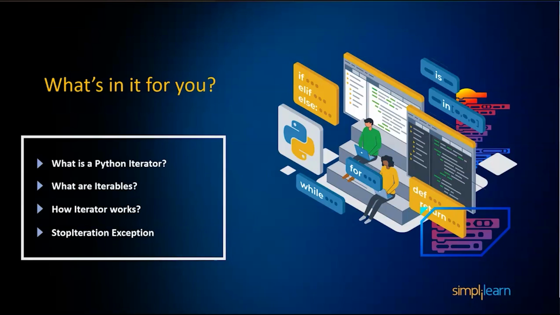Now, what's in it for us today? We are going to talk about what a Python iterator is, what iterables are, what the iterable objects are, how an iterator works, and then we will also discuss how to throw a stop iteration exception. Basically, when you reach the end of a list, you can throw a stop iteration exception, and we will see that with an example.